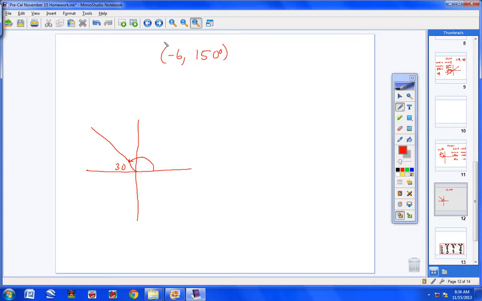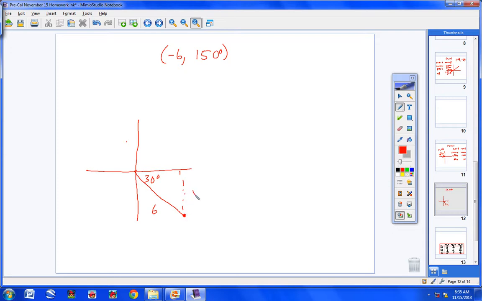But hold it, notice we have a -6, so we don't want this part of the ray. Instead, we're going to have to go the other direction, and we're going to have to go like this. If we rotate 150, instead of having the ray go like this, it's going to go like this. Now we're going to have 30 degrees over here, and my ray has a length of 6. And so we can find this pretty quickly.